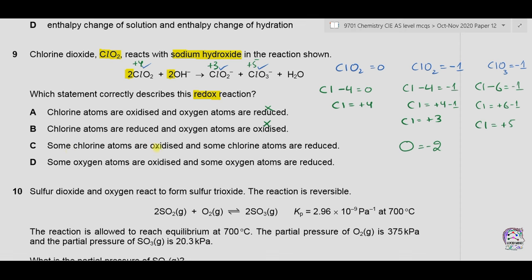C. Some chlorine atoms are oxidized and some chlorine atoms are reduced. We can see that chlorine goes from +4 to +5, which is oxidation. It also moves from +4 to +3, which is reduction. So this is correct. D. Some oxygen atoms are oxidized; oxygen is not oxidized, and some oxygen atoms are reduced. The correct option is therefore C.